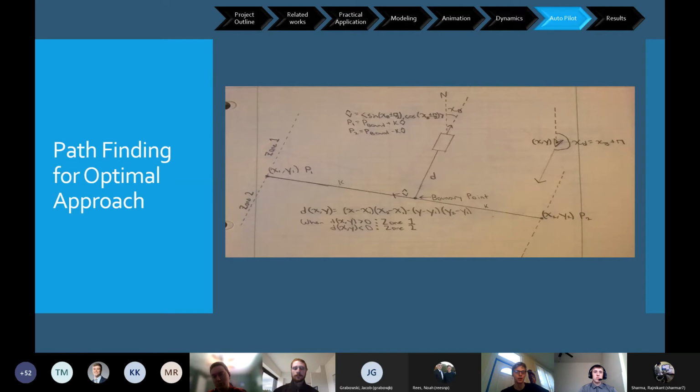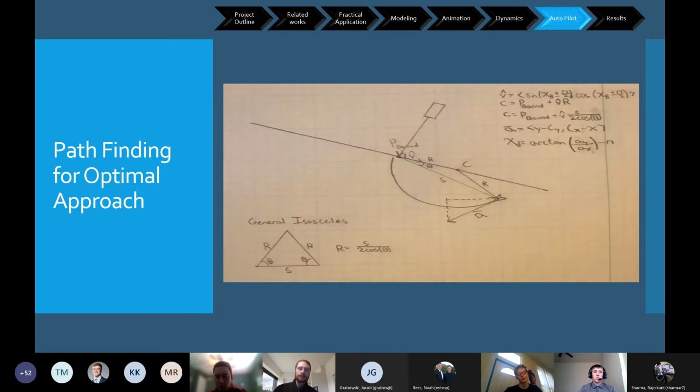So when we're in zone 1 on the other side of the line, we will fly in the opposite direction of the boat towards the line. We can determine which side of the line we are on using that d of xy function. When it is positive, we are in zone 1. When it's negative, we are in zone 2. And when it's 0, we're on the line. Here, go to the next slide, please.